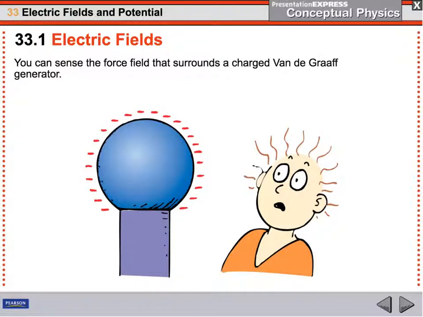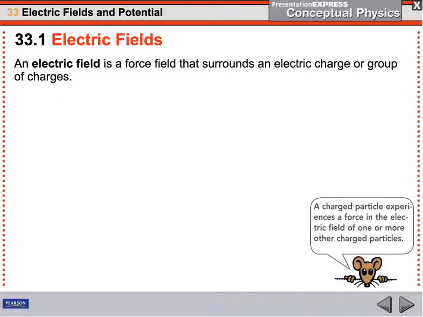You can sense the force field that surrounds a charged Van de Graaff generator. You see that the Van de Graaff generator has all these negative charges around it, making your hair stand up, and we'll be doing this in class. An electric field is a force field that surrounds an electric charge or group of charges.